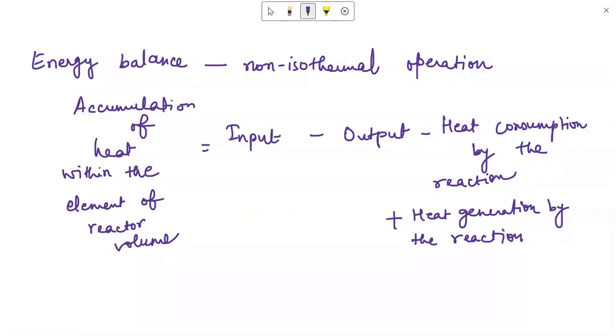So that is it for the general discussion on reactor design. In the next lecture, what I plan is to get you acquainted with the different symbols and relationships which are prevalent when we study reactor designs.